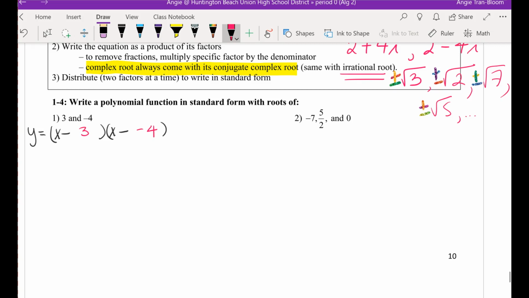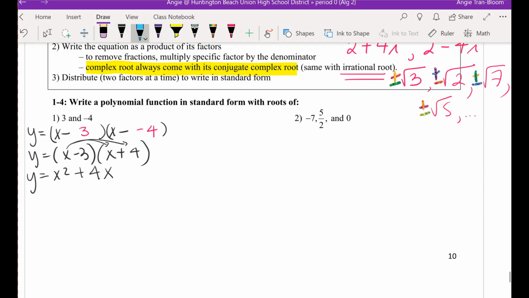Some of you said, well, couldn't I change it to positive right away? Yep, that's fine too. Then guess what you do after this? You don't solve, you distribute to get a polynomial. Okay. So here we go. X times x is x squared. X times 4 is plus 4x.